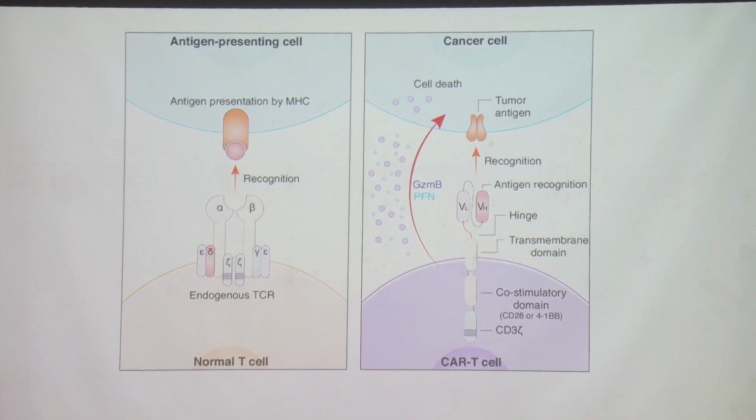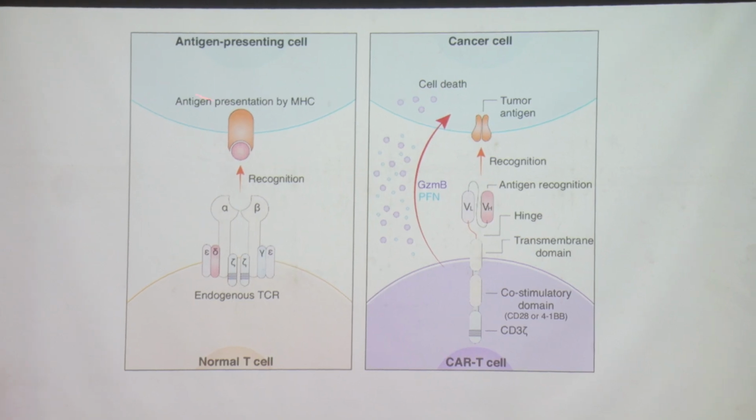So under normal circumstances, these APC cells will present the antigen, and the T cell receptor will recognize it, and once it recognizes it, it will be activated, right? But in CAR T cells, they have this receptor here, which is designed in such a way that it will recognize the tumor antigen, and when it recognizes, it has other things to make it active, okay? And then it will release perforin and granzyme B, and it will create holes in it. Granzyme will go and it will kill the cells.